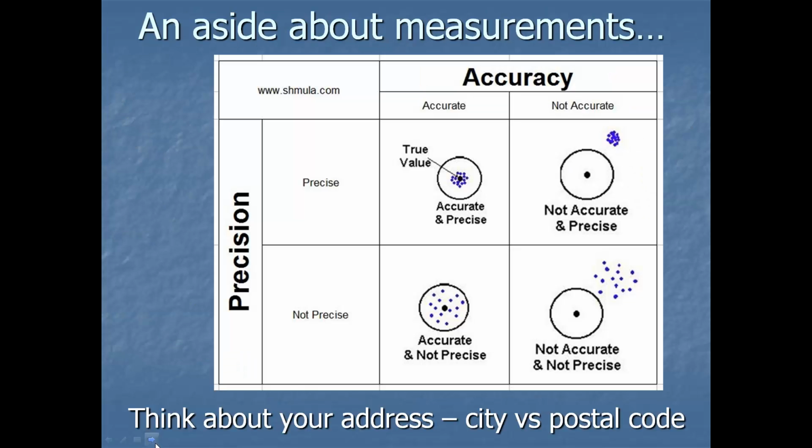Just as a bit of an aside, precision and accuracy are two terms that you should really think about. And those are often confused. So I got this picture from shmula.com. Nevertheless, if you're having trouble, take a minute to think about this. So you can pause the video right now and think about this picture and how accuracy and precision are different. And if you're having trouble with that, think of your city. If I say you live in Toronto, that can be very accurate, but not precise.